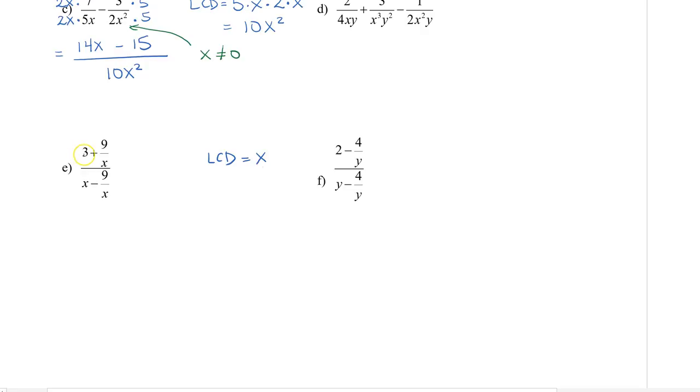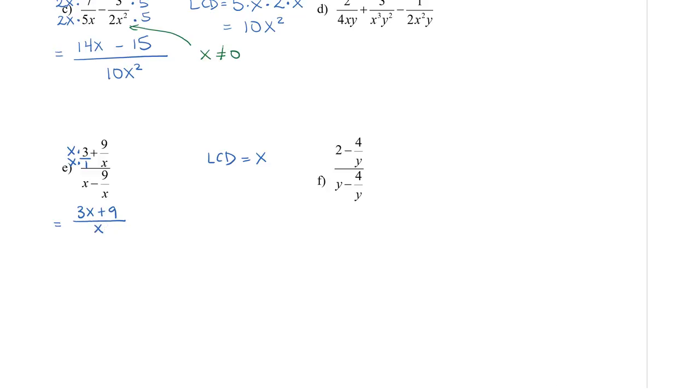So what I want to do is join my numerator together and join my denominator together separately. So I'm going to write a 1 underneath the 3 so I can see that. I need to times the top and the bottom by x. So now I have a common denominator of x in the numerator. So that gives me 3x plus 9 all divided by x. So that's going to be my numerator.